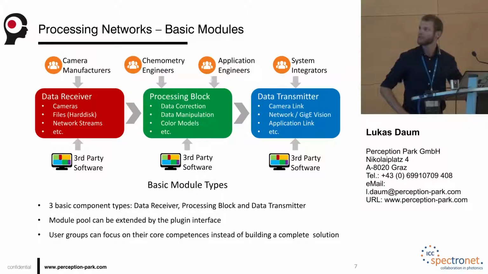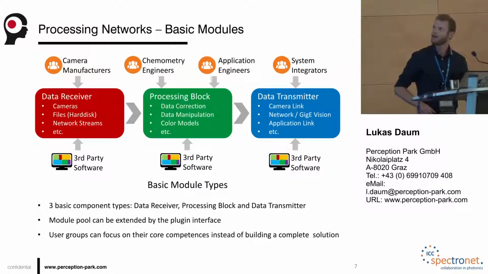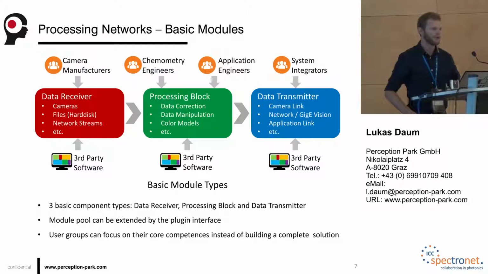So how does our system work? We are building so-called processing networks. They basically consist of many processing modules. The set of modules that can be used can be extended by our plugin interface, so third parties can develop plugins for our system. And there are 3 archetypes of these modules.